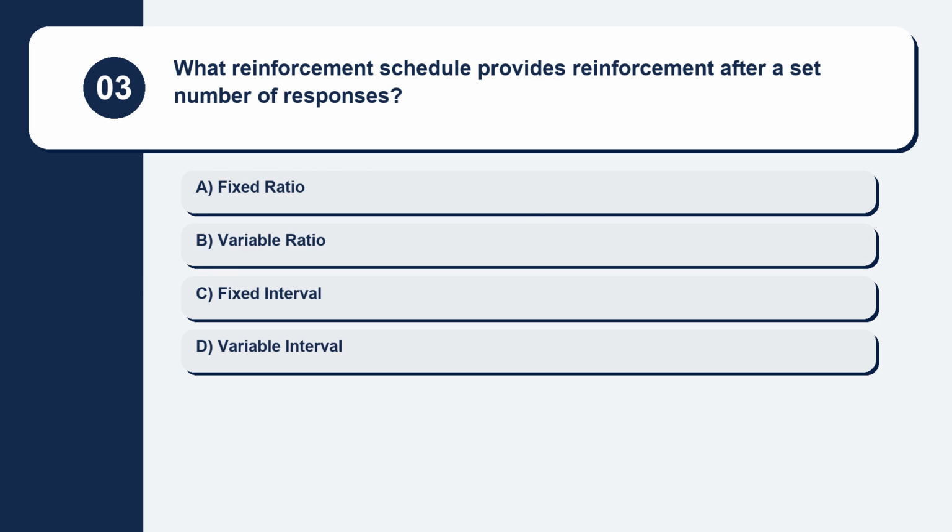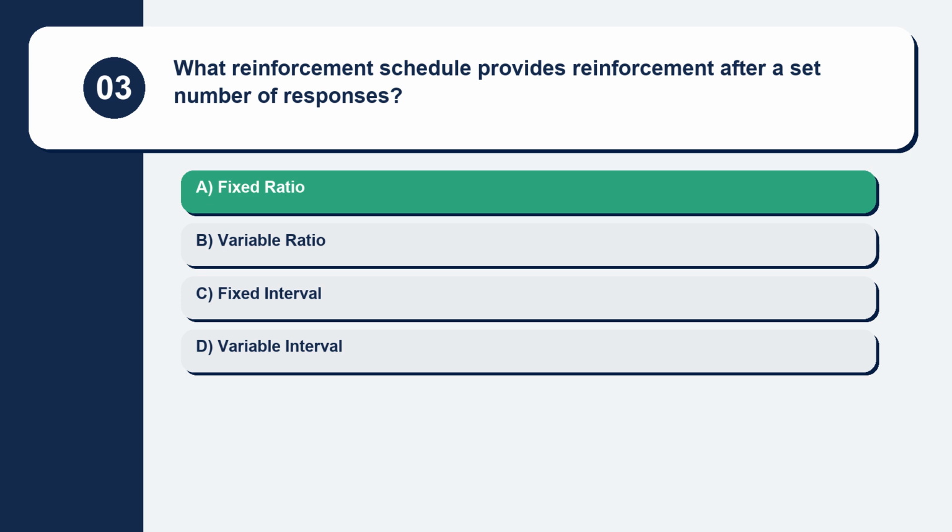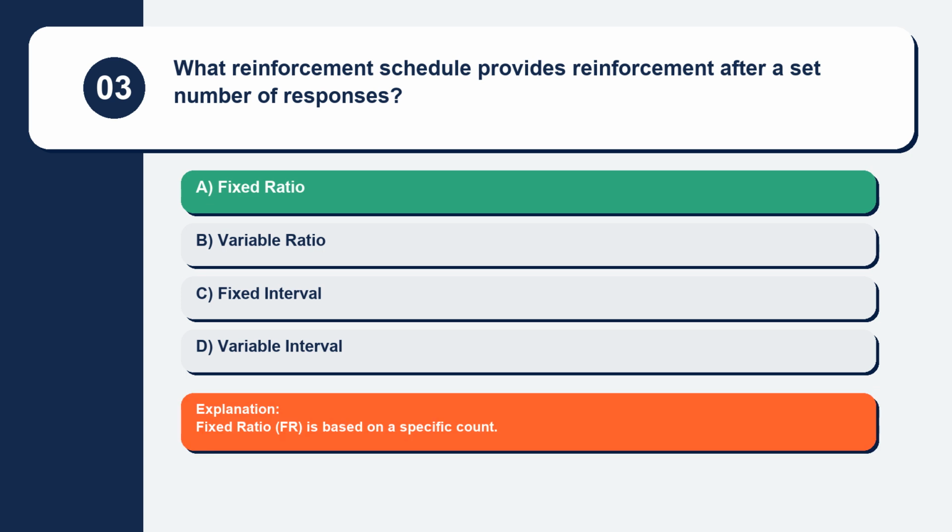Question 3. What reinforcement schedule provides reinforcement after a set number of responses? Fixed ratio, variable ratio, fixed interval, variable interval. Fixed ratio, FR, is based on a specific count.